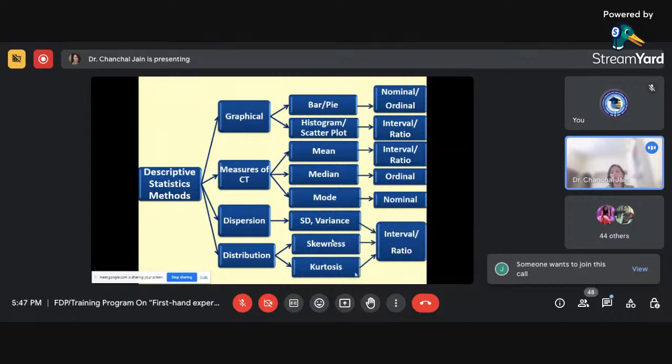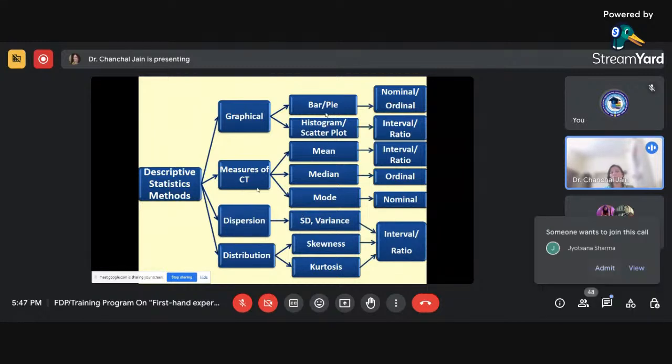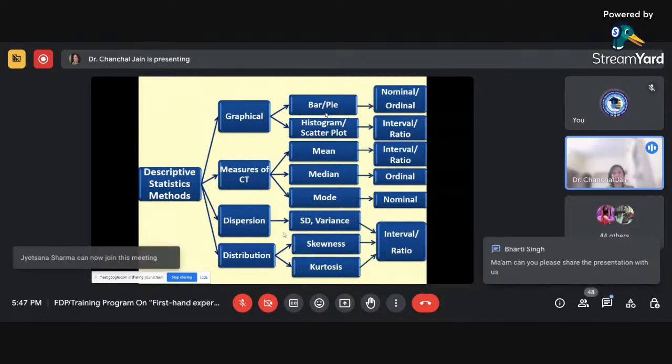And again, these two we can apply if we have numeric data, that is, interval or ratio scale data. So it is very important to understand what kind of data you have, and in that case, which type of test or which descriptive statistics you are going to perform on such data. So I hope I am clear on this slide?